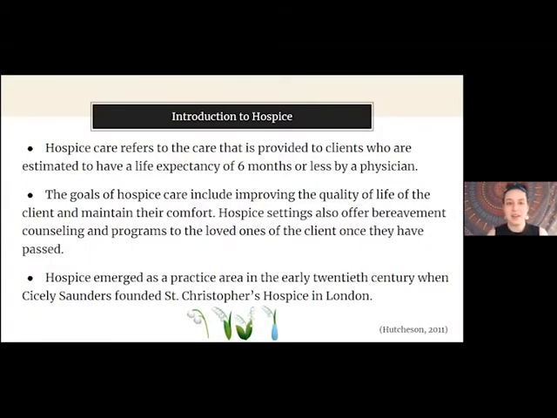So an introduction to hospice is that it refers to the care that is provided to clients who have an estimated life expectancy of 6 months or less, and this is determined by their physician. The goal of this type of care is to improve the quality of life of the client and maintain their comfort during this time. Hospice settings also offer bereavement services, so counseling and other programs to the loved ones of the client after they have passed.